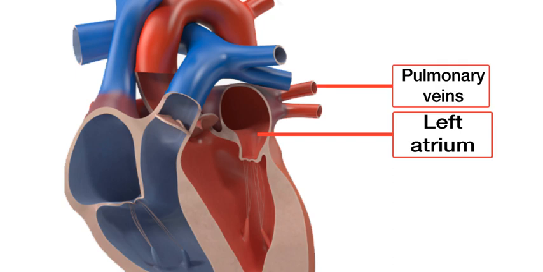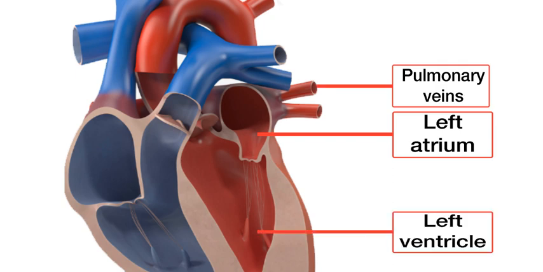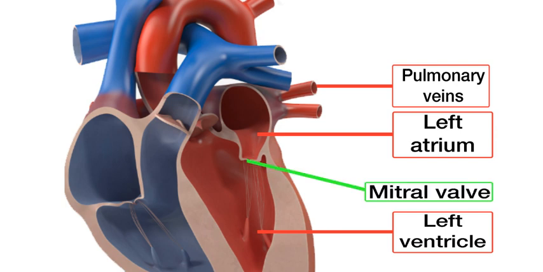When the left atrium contracts, blood flows from the left atrium into the left ventricle through the mitral valve. The mitral valve is one of the two atrioventricular valves along with the tricuspid valve. When the ventricle is full, the mitral valve is forced closed by the blood within the ventricle, which prevents blood from flowing backwards into the atrium.